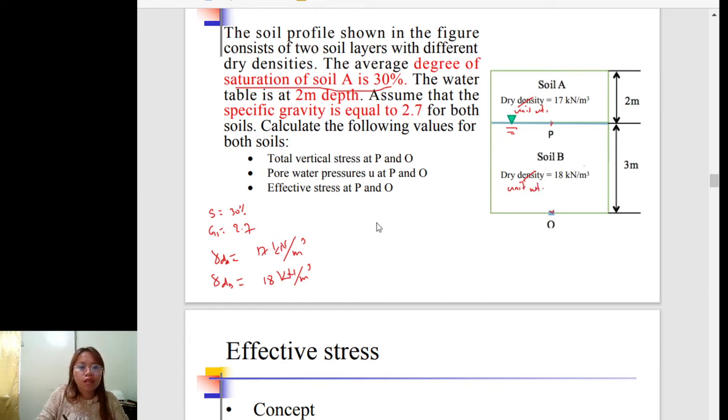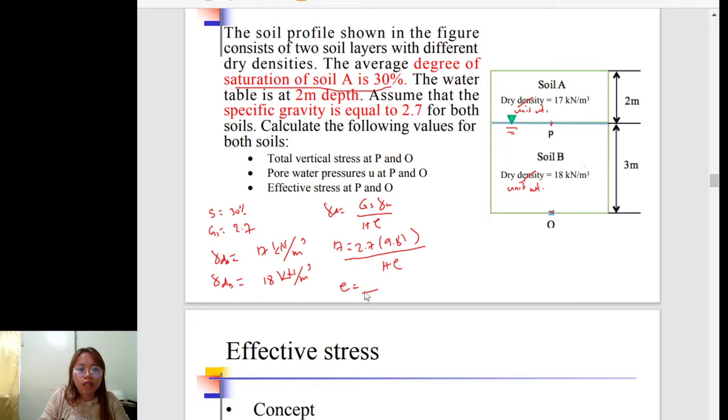So from here, to get the void ratio, that is, dry unit weight is equal to G sub S times unit weight of water over 1 plus E, diba? So at point P, the dry unit weight is 17 is equal to, given G sub S, this is 2.7 times unit weight of water, 9.81 kilonewton per cubic meter, over 1 plus E, diba? So, what is E? Makuha nimo ang E ani.